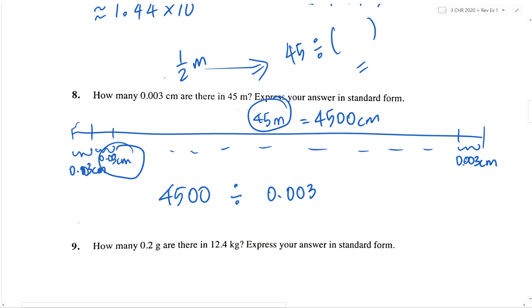Now all these are in cm already. You get our final answer to be, this is our answer. Very big number. You should be using 4,500, not 45, yeah? So we get answer in standard form. 1.5 times 10 to the power of 1, 2, 3, 4, 5, 6.